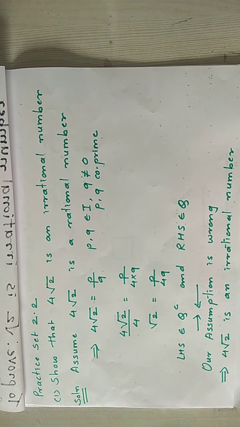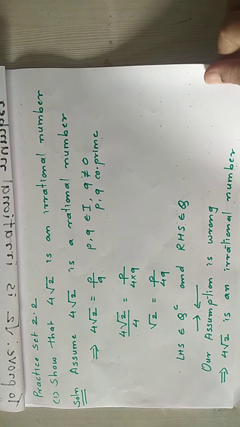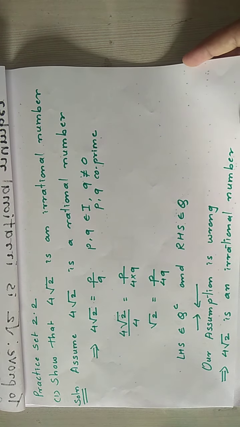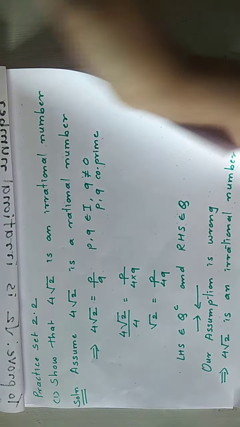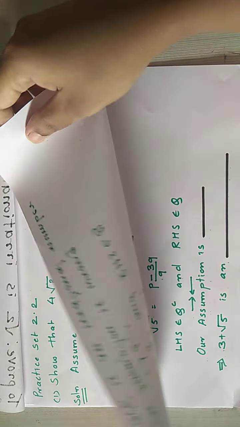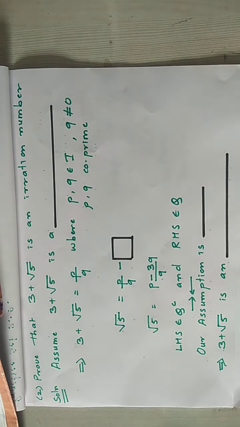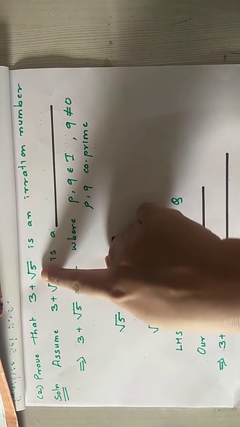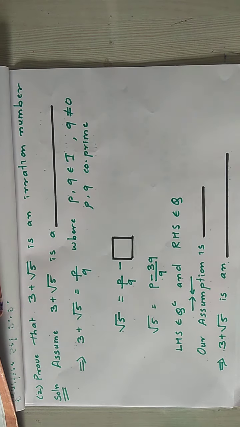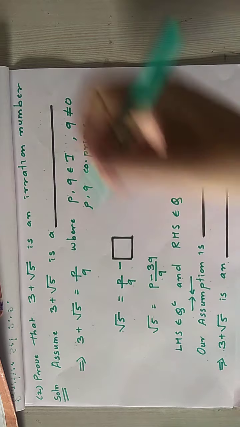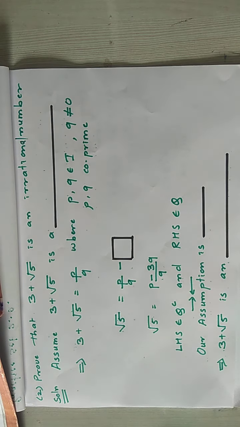Okay. So we have one more sum over here. Again the same kind of sum, which I have left for homework for you all with some help from my side. So let's see question number 2. Question number 2 says: prove that 3 plus root 5 is an irrational number.